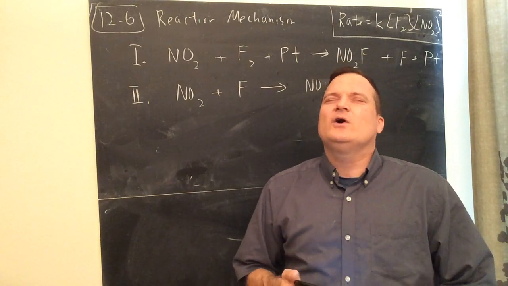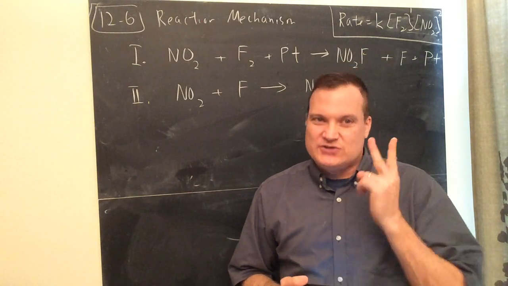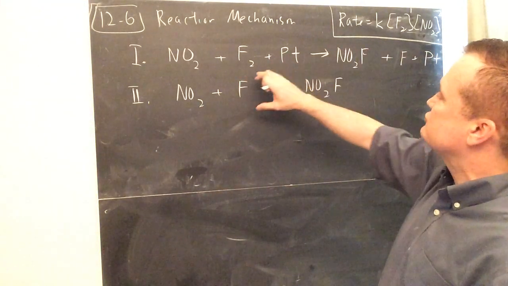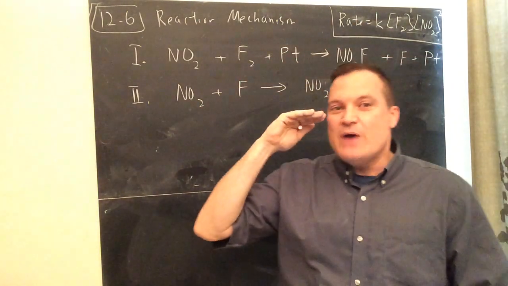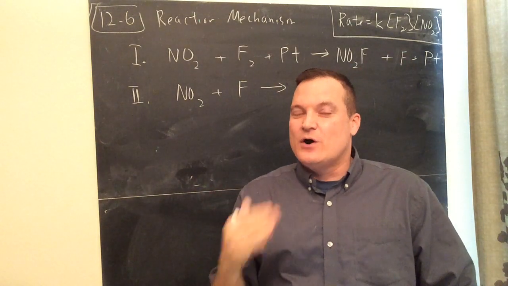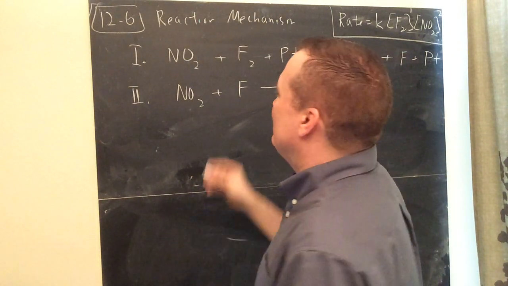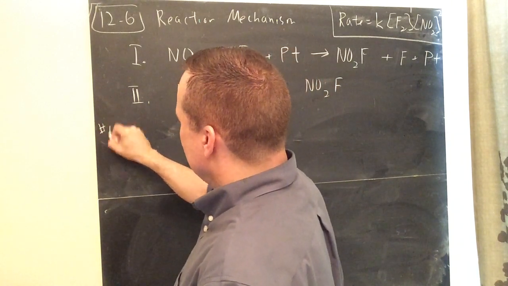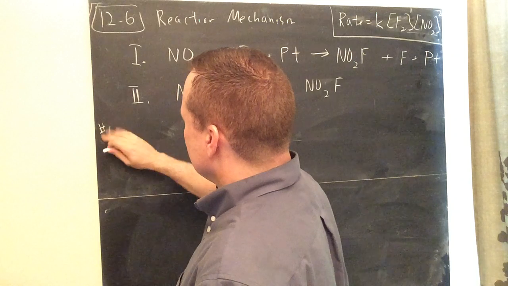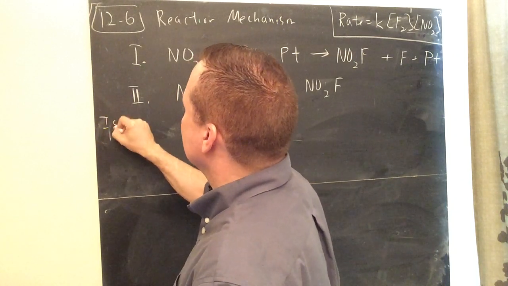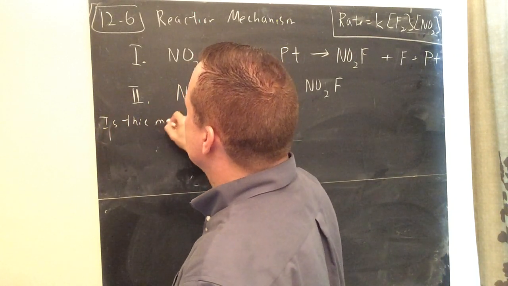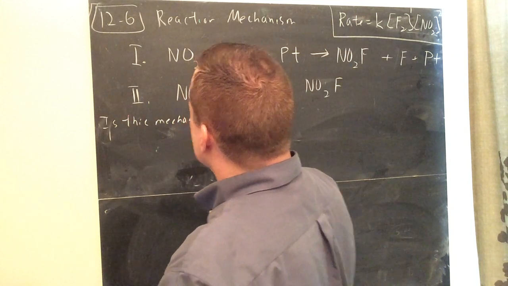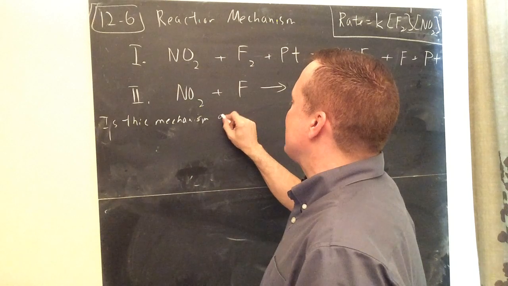Okay, so for a mechanism to be true, 2 things have to be true. Number 1, if these steps are true to describe this reaction, when you add these up, you ought to get the overall balanced equation. That's one thing. So they must match. So number 1, I'm going to write it this way: is this mechanism acceptable?